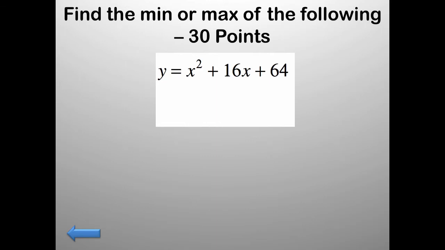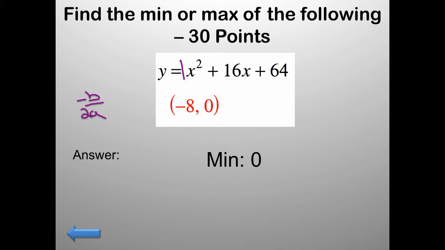In this case, a is 1, it's positive, so it's going to have a min. I do have to find the vertex, so the first step is again that opposite b over 2a, and then I plug that in. I'm going to get negative 8, comma 0 when I plug it in. So my answer to finding the min and max is it's going to have a min of 0. The minimum value or maximum value is always the y value of the vertex.